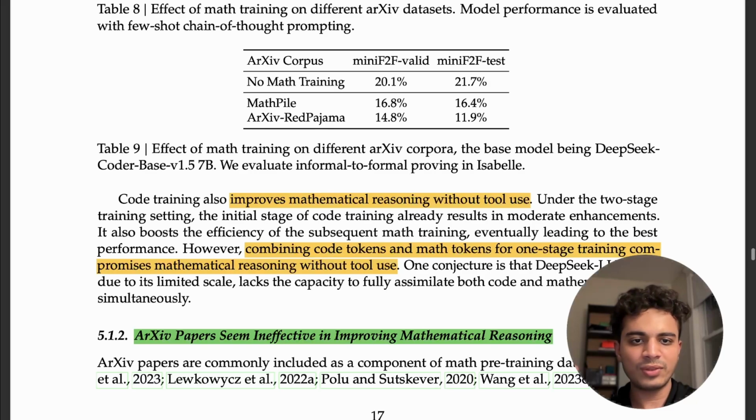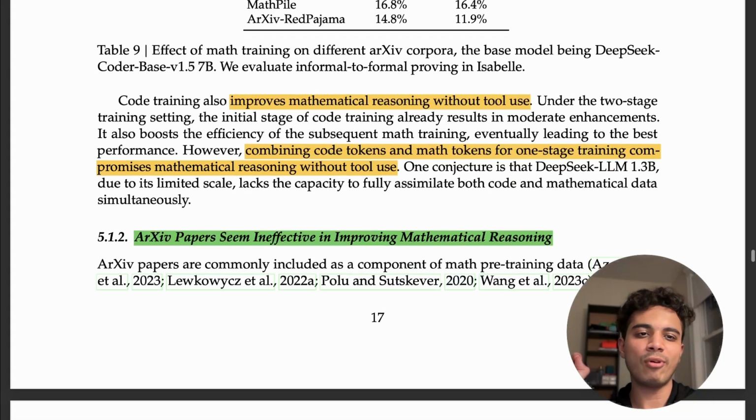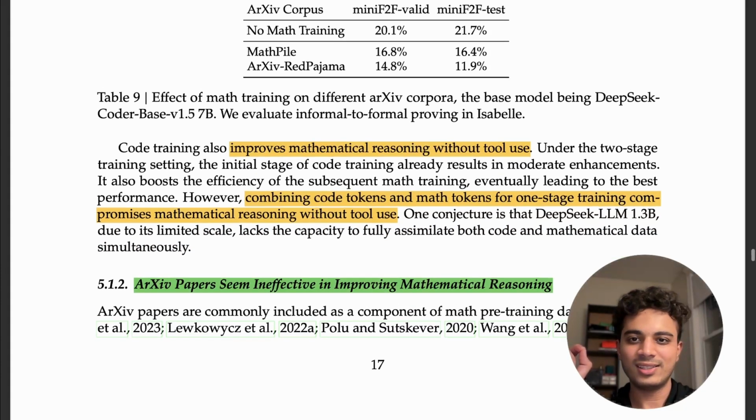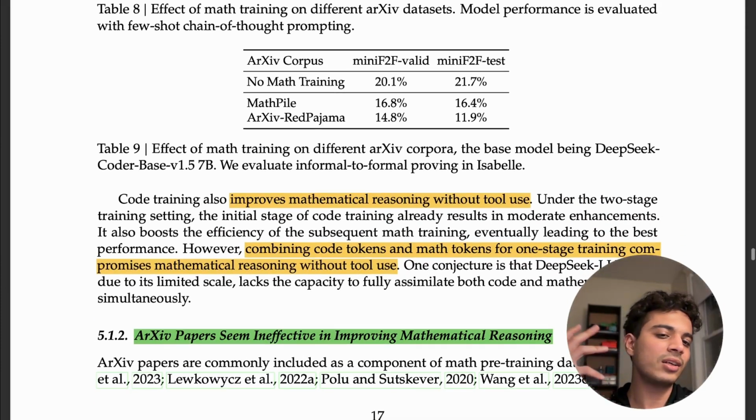So after reading it, you will see that combining code tokens and math tokens for one-stage training compromises mathematical reasoning without tool use. Make sense? What they believe is that the DeepSeek LLM 1.3 billion parameter model, due to its limited scale, as it's a very small model, lacks the capability to fully understand both code and mathematical data simultaneously. This is a very important assumption, and it's what that conclusion is.